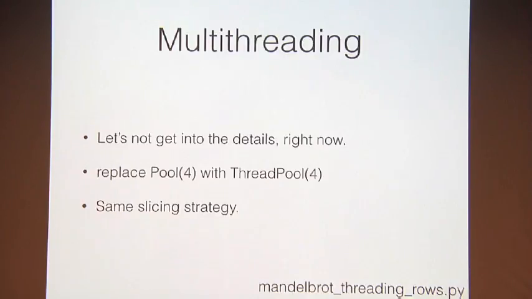All right, multi-threading. We're not going to get into the details right now of threads and locks and stuff like that. We're just going to hop into multi-threading. We're going to use the same slicing strategy. We're just going to replace pool with thread pool. That's all that we're going to do. So we're not creating more processes, we're just creating pools. As I said before, we're on Linux or OS X. Threads and processes don't cost anything different. So it's a new version, threading rows instead.